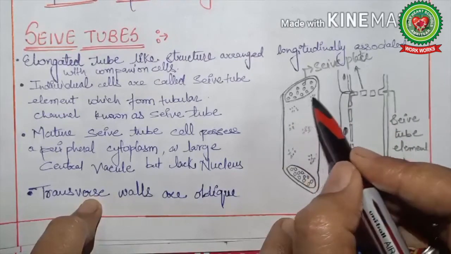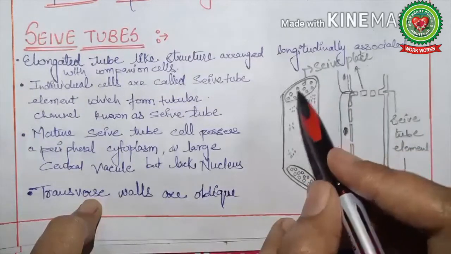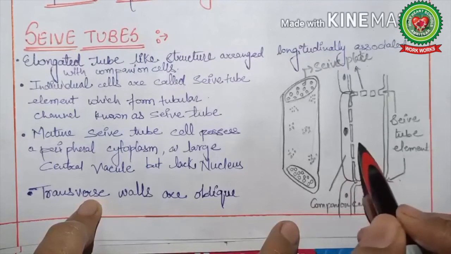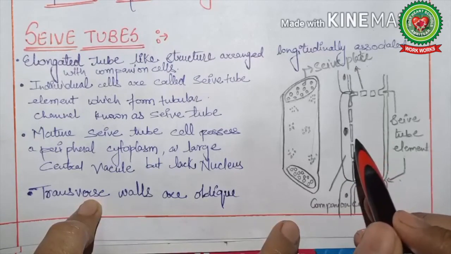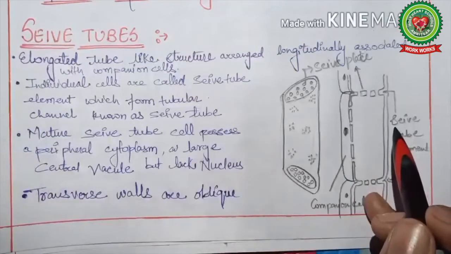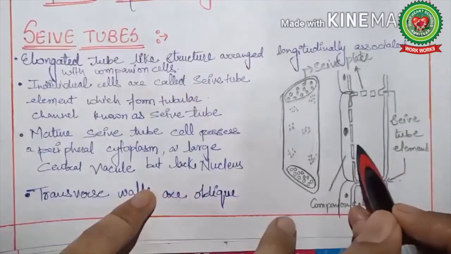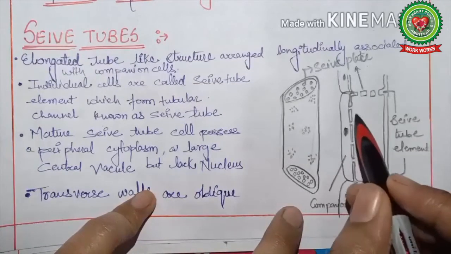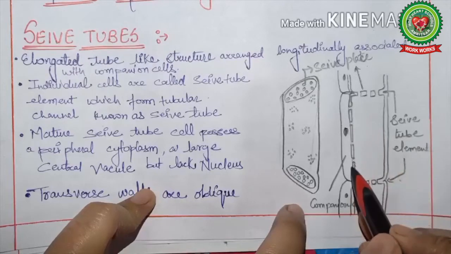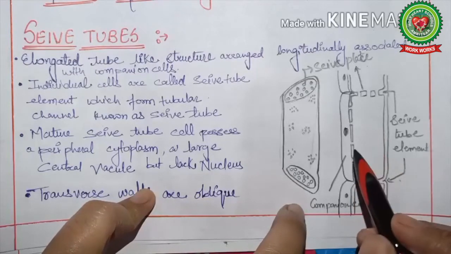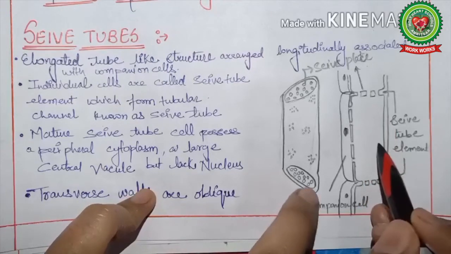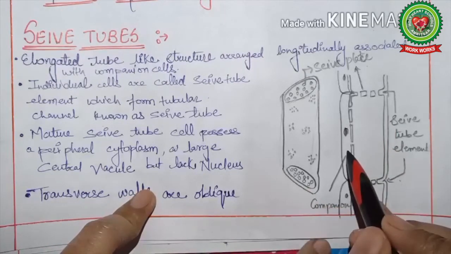Transverse walls are oblique and perforated, and companion cells are closely associated with sieve tube elements. The sieve tube elements and companion cells are connected by pits. These are called pit fields, which are present between their common longitudinal wall. The pressure gradient of these sieve tubes is also maintained by companion cells.